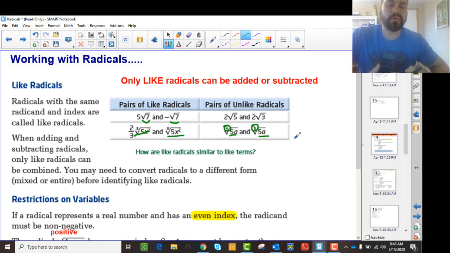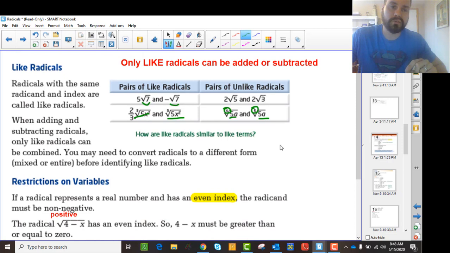So it becomes very important when we add or subtract radicals to know what it means to be a like radical. And in order to get like radicals, sometimes you have to convert from an entire radical to a mixed radical. So that's why we did that first in the previous video. So that's the first thing you need to know: the idea of a like radical.